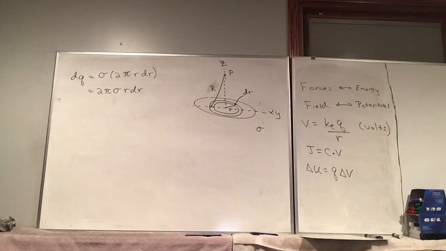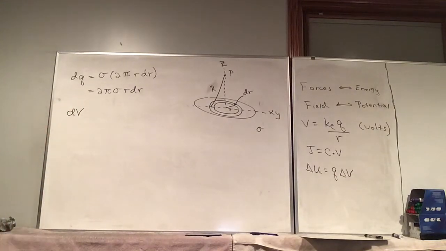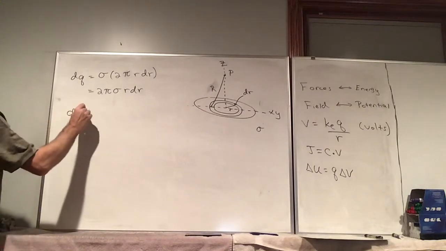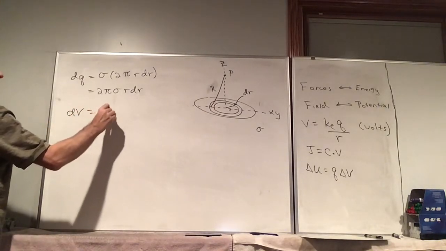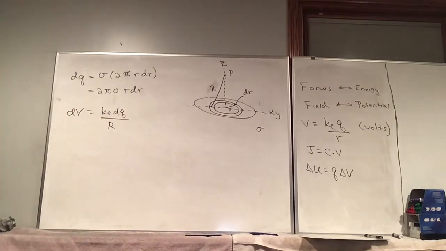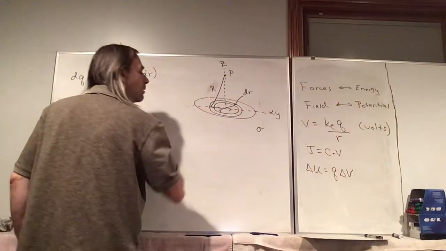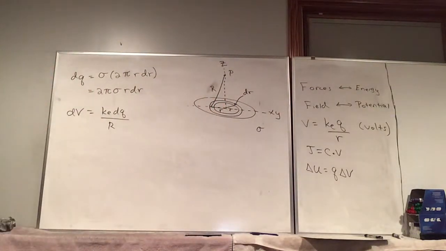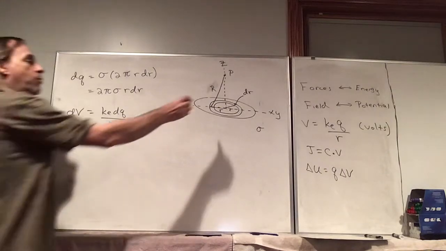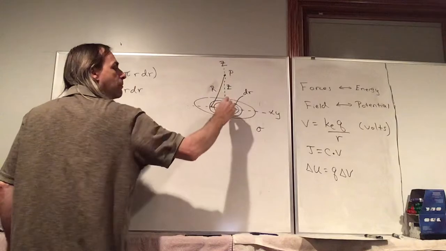And so we can say that the potential, let's call that dV, the potential due to this ring, would be Ke dq over capital R. Lowercase r is the radius of the ring. Capital R is the distance from the ring to our point P, and let's call that z.